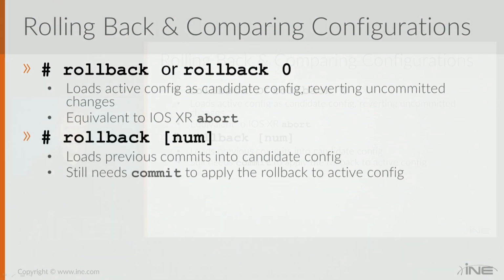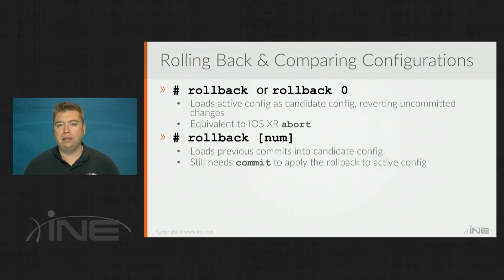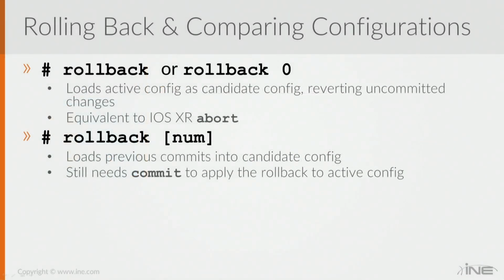If we say rollback and then a specific number, that's going to be based on the commit database, rolling the config back to whatever that value is. But the thing to remember is that you still need to commit after you do the rollback. So if I want to roll back to the changes I had 5 commits ago and I say rollback 5, I still need to say commit after that and then exit out of global config or configuration mode.